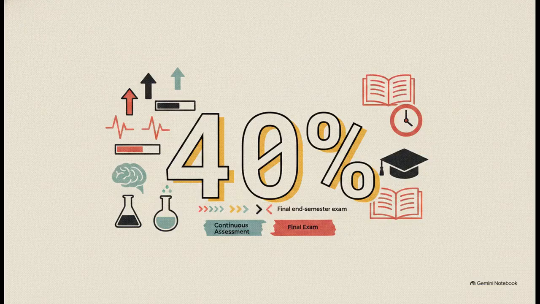But here is the absolute most important number to remember today, 40%. That is the minimum passing threshold you must achieve. But, and this is a critical caveat, you must achieve that 40% in both the continuous assessment portion and the final end semester exam. You can't just ace the continuous assessment and bomb the final, or vice versa. Consistent effort across both evaluation phases is required to secure your 2 credits and pass the course.